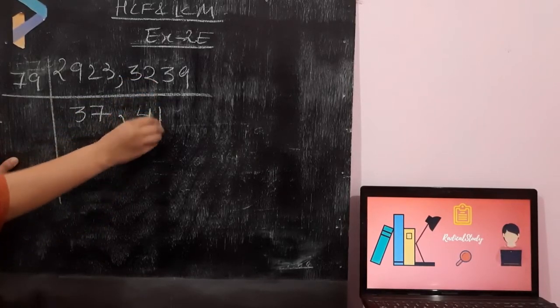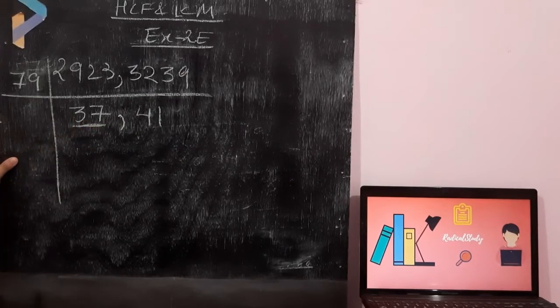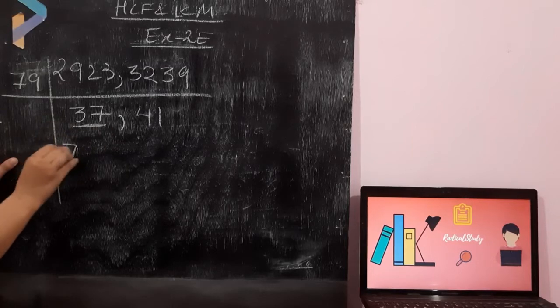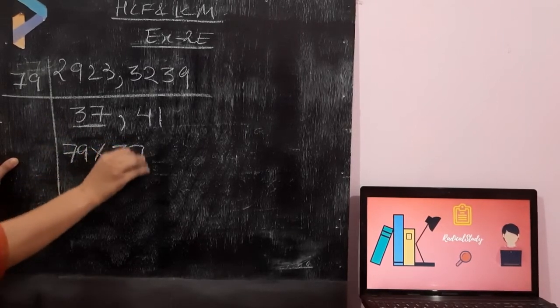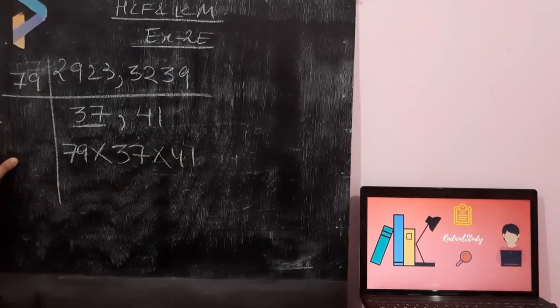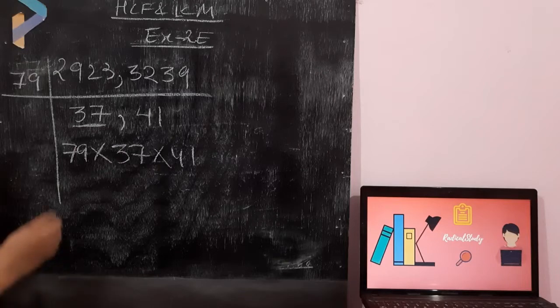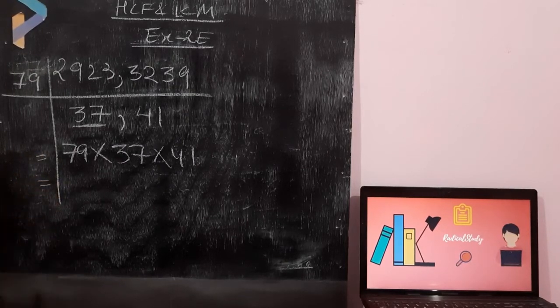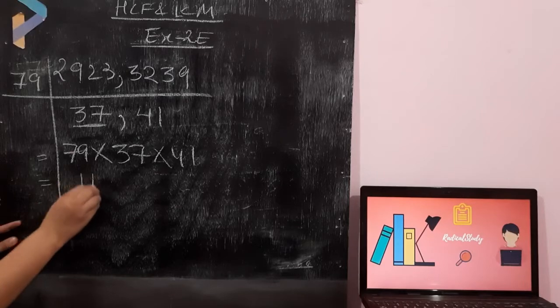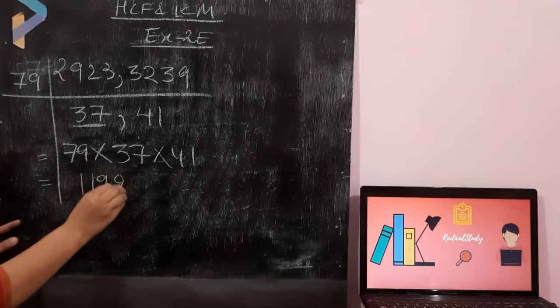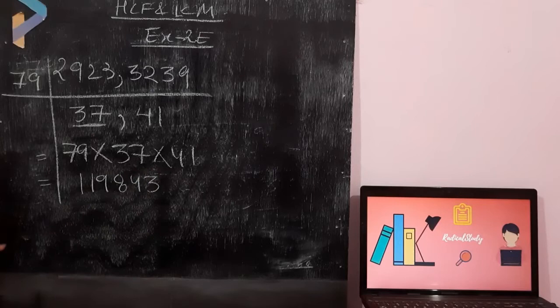Now as you can see that 37 is a prime number, 41 is also a prime number. So now we are going to multiply, because this is your final LCM. 79 into 37 multiplied by 41. Right, students? So once we multiply, to save your time, I have already multiplied it. So what will be the answer? The answer will be 11,09,843.